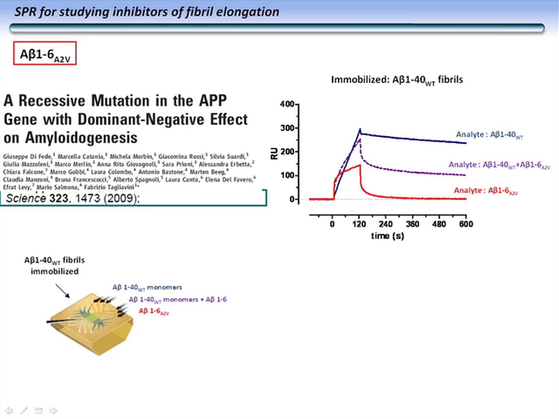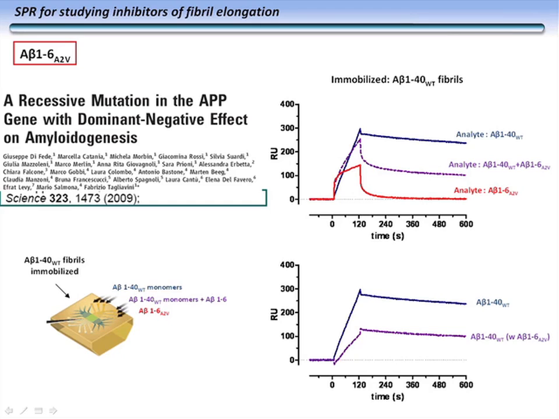Again, the small peptide binds better, faster than the longer peptide, but reaches a plateau and then dissociates very rapidly. And when we injected the two peptides together, we found a very clear decrease of the final signal. Again, we can normalize this data to show that the presence of A-beta 1-6 markedly reduces the growth of A-beta 40 fibers.